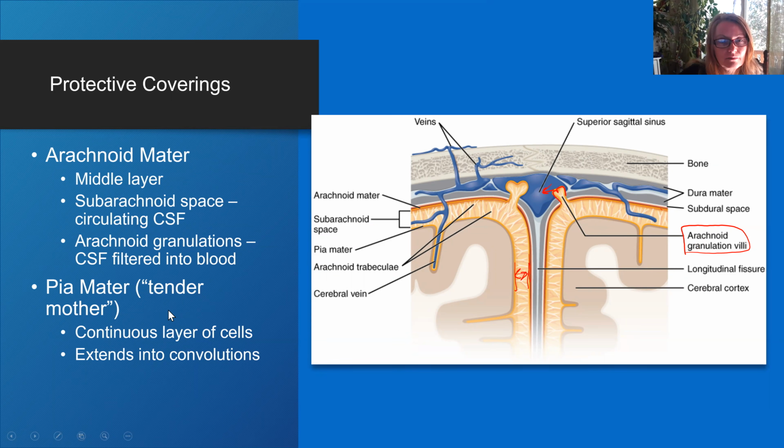Pia mater means tender mother, and it's a continuous layer of cells that covers your brain tissue. So here it's adherent to your brain tissue. So that's a thin covering of your entire brain and spinal cord, and it extends into convolutions. So that means it goes within your sulci, covering all your gyri and sulci. So the whole area of the brain and spinal cord.